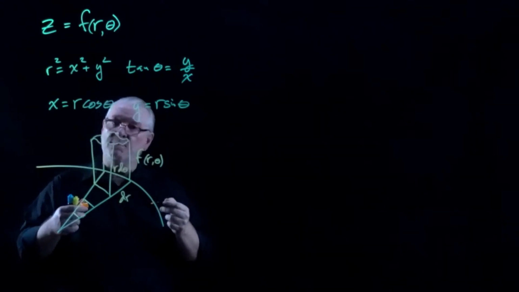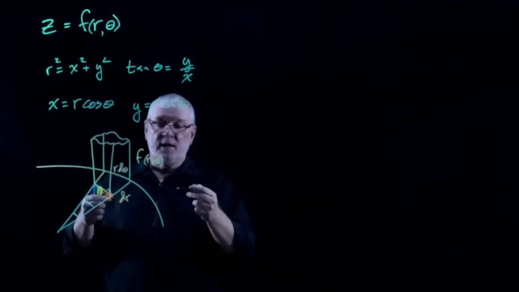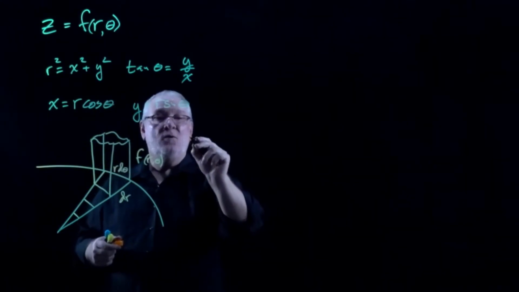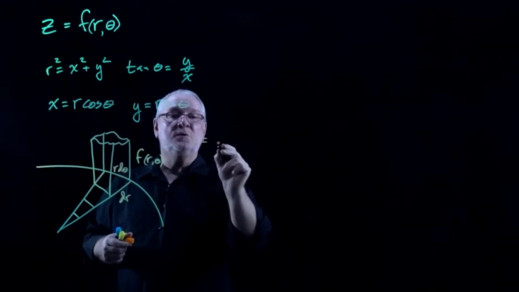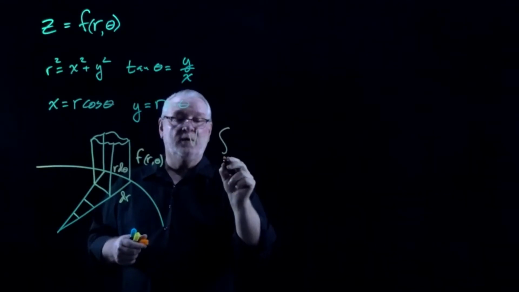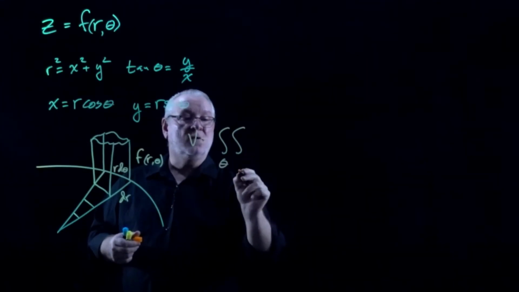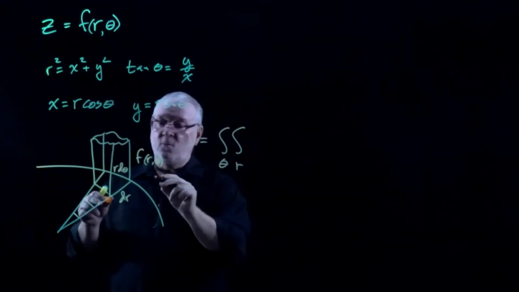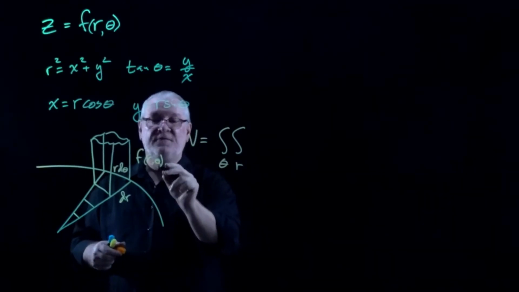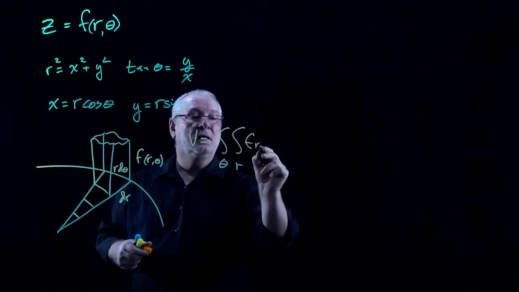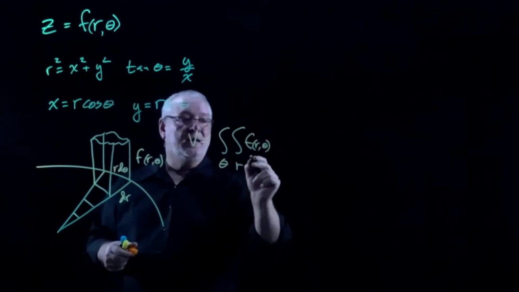And so when we build the integral, it will actually be built out of volume being equal to a double integral. The outer integral could be theta, the inner integral could be r, and then what we're integrating is f of r theta, r dr d theta.